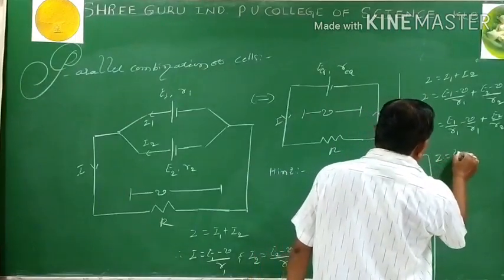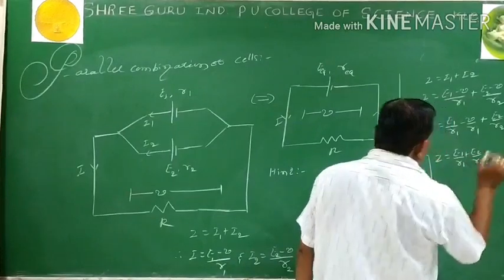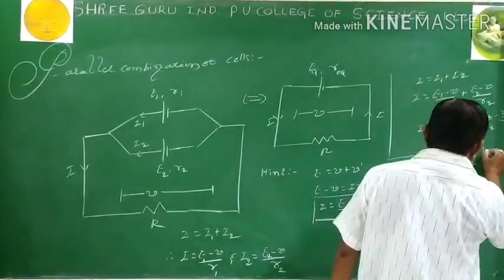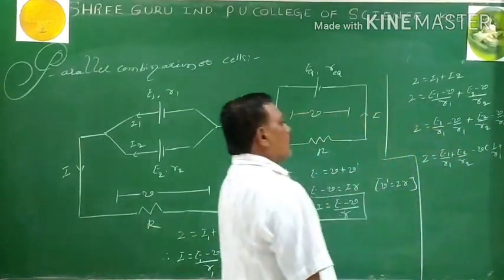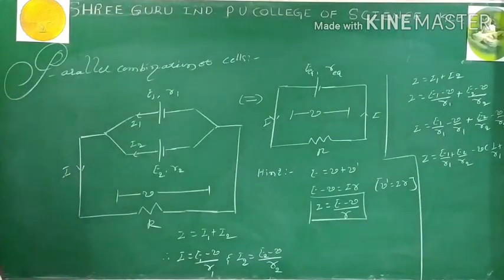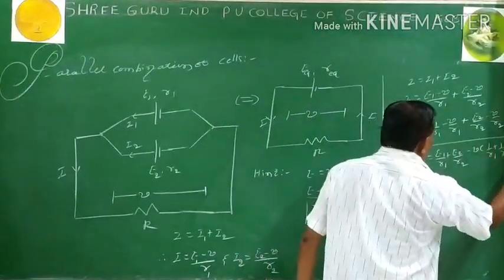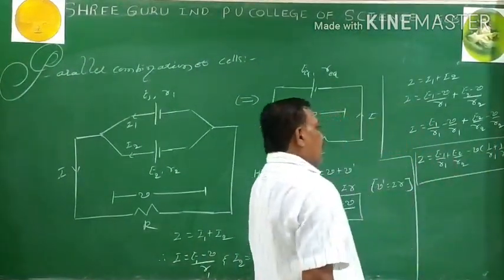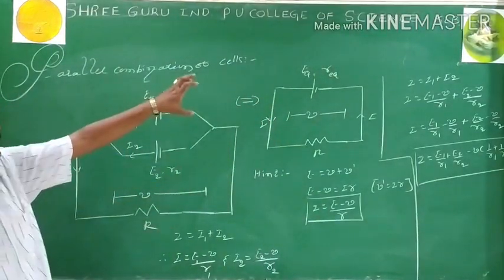So I equals, shall I write E1 by R1 plus E2 by R2 separately? Then minus V is the common, 1 by R1 plus 1 by R2. Now this is our equation belonging to the first part of the circuit. Shall I call it equation number 1? Are you clear? Then I go for the second part, that is nothing but the equivalent circuit.